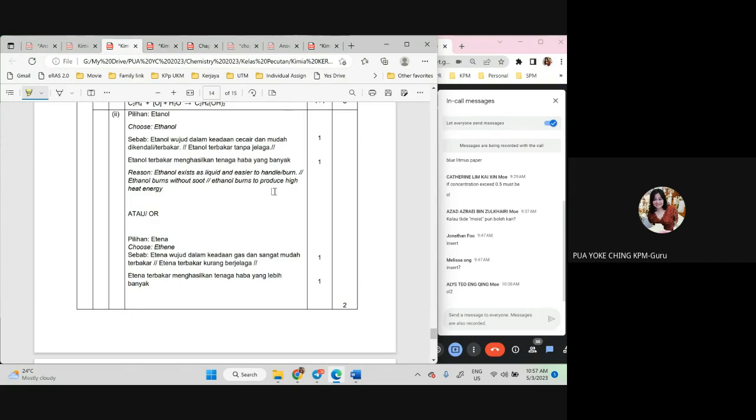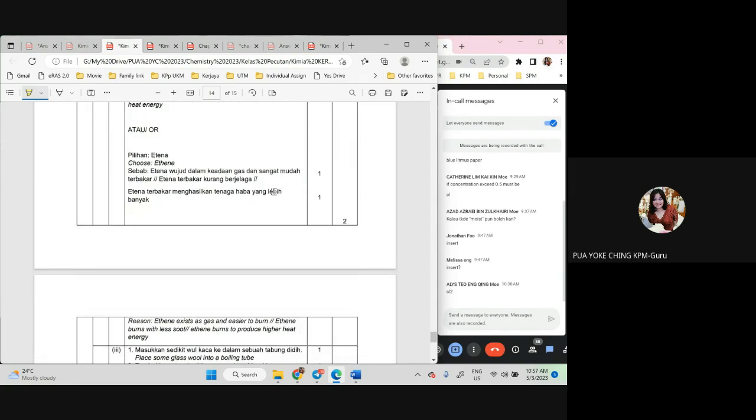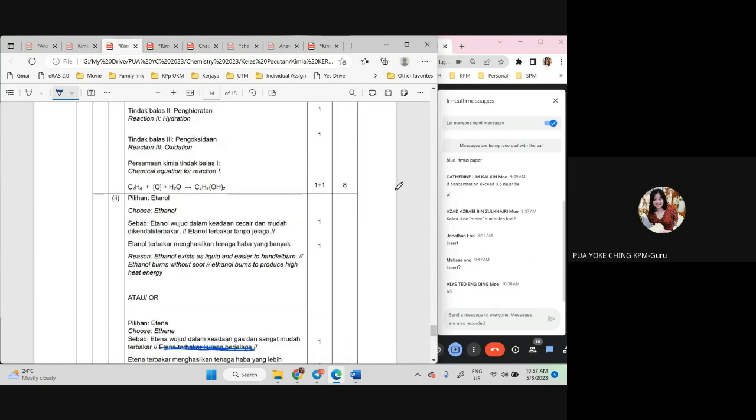Okay. So this one tak boleh. Ethanol terbakar kurang berjelaga. Ethane kurang berjelaga. This one cannot. Because it asks you to choose antara ethane. Okay. Less soot tak boleh. This one and this one. Why higher heat? Kenapa dia punya jawapan pelik? Okay, don't refer to the answer lah.